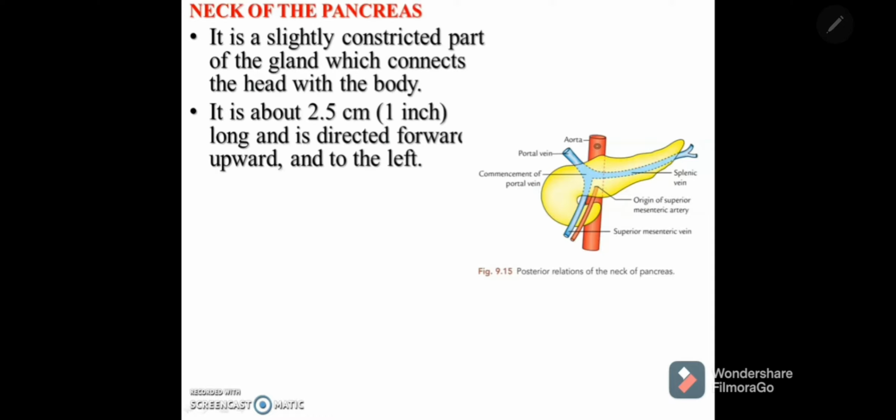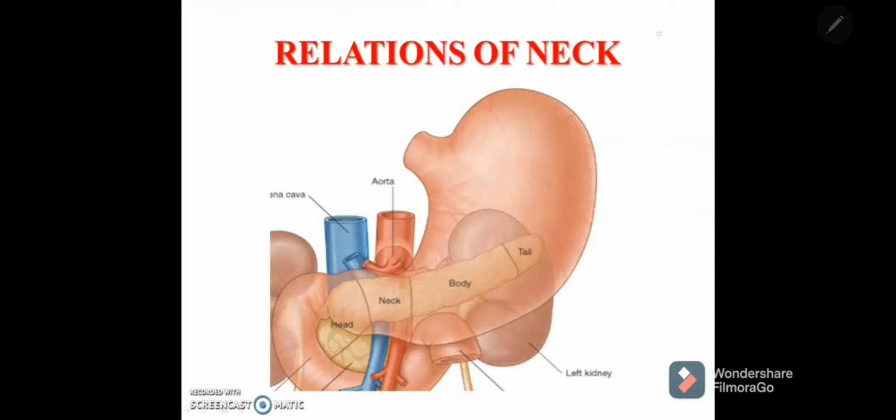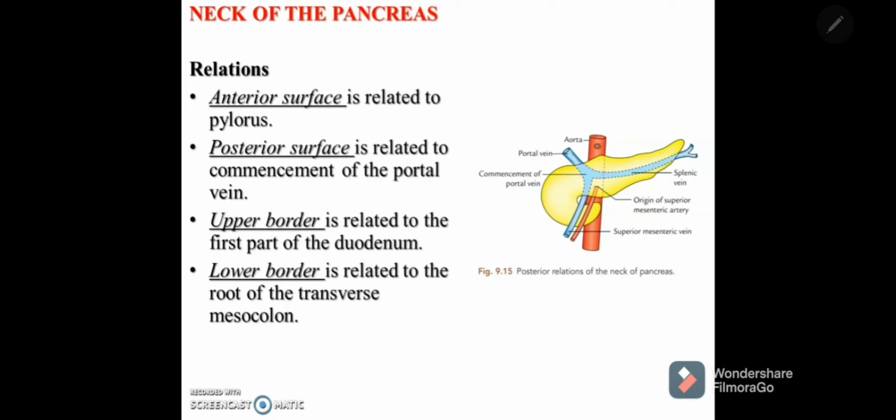And coming to the next part, the neck of the pancreas, it is a slightly constricted part of the gland. It connects the head with the body and is around an inch in measurement, and it presents two surfaces and two borders that you can notice here, the upper border and lower border, anterior surface and posterior surface. You can see here, here is the neck. So the anterior surface is related to the pylorus of the stomach. Posterior surface is having the formation of the portal vein.